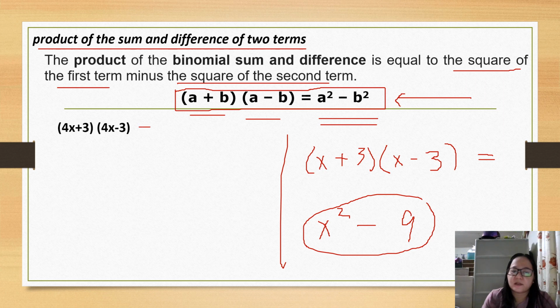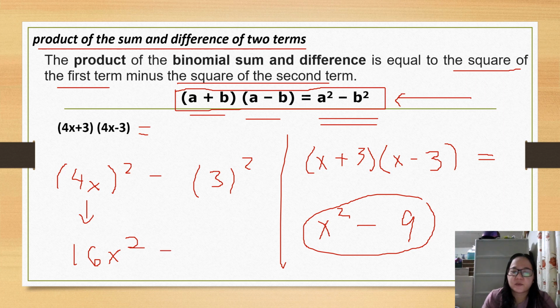Same in this example. If you want to use the long method, yes, you can still apply the FOIL method. But if you want to use the shortcut, we can apply this. This is simply equal to the square of the first term. The first term is 4x, so get the square of it minus the square of the second term. The second term is 3. What is the square of 4x? 4x times 4x is equal to 16x squared, minus the square of the second term. The square of 3 is 9. Therefore, the product is 16x squared minus 9.